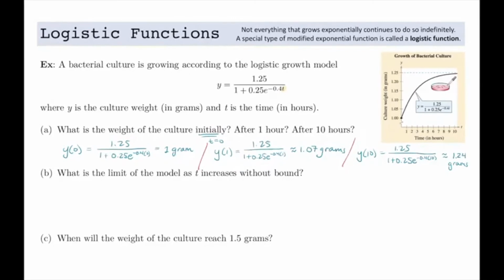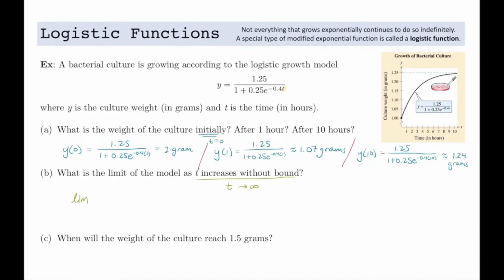Which brings us to part B. What is the limit of the model as t increases without bound? So as time goes on, if you were to just leave this culture alone, what would be the maximum weight that it could take on? The bacteria culture isn't going to continue to increase and become infinitely heavy, so a plain old exponential model isn't going to be a good fit for that extended domain. We're going to find out what it is going to level off towards in its weight, so we're going to let t approach infinity.